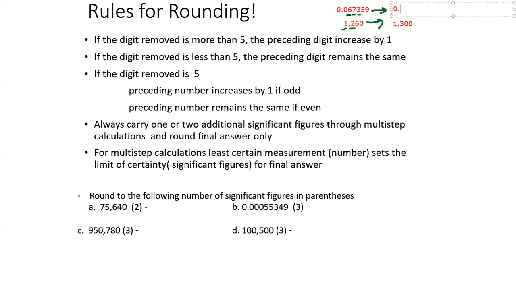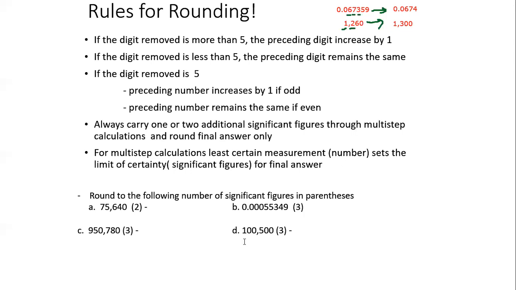So this would be 0.0674. So when we mean greater than 5, whatever comes after the last digit we want to keep, if it's greater than 5, we round up. If it's less than 5, we round down.